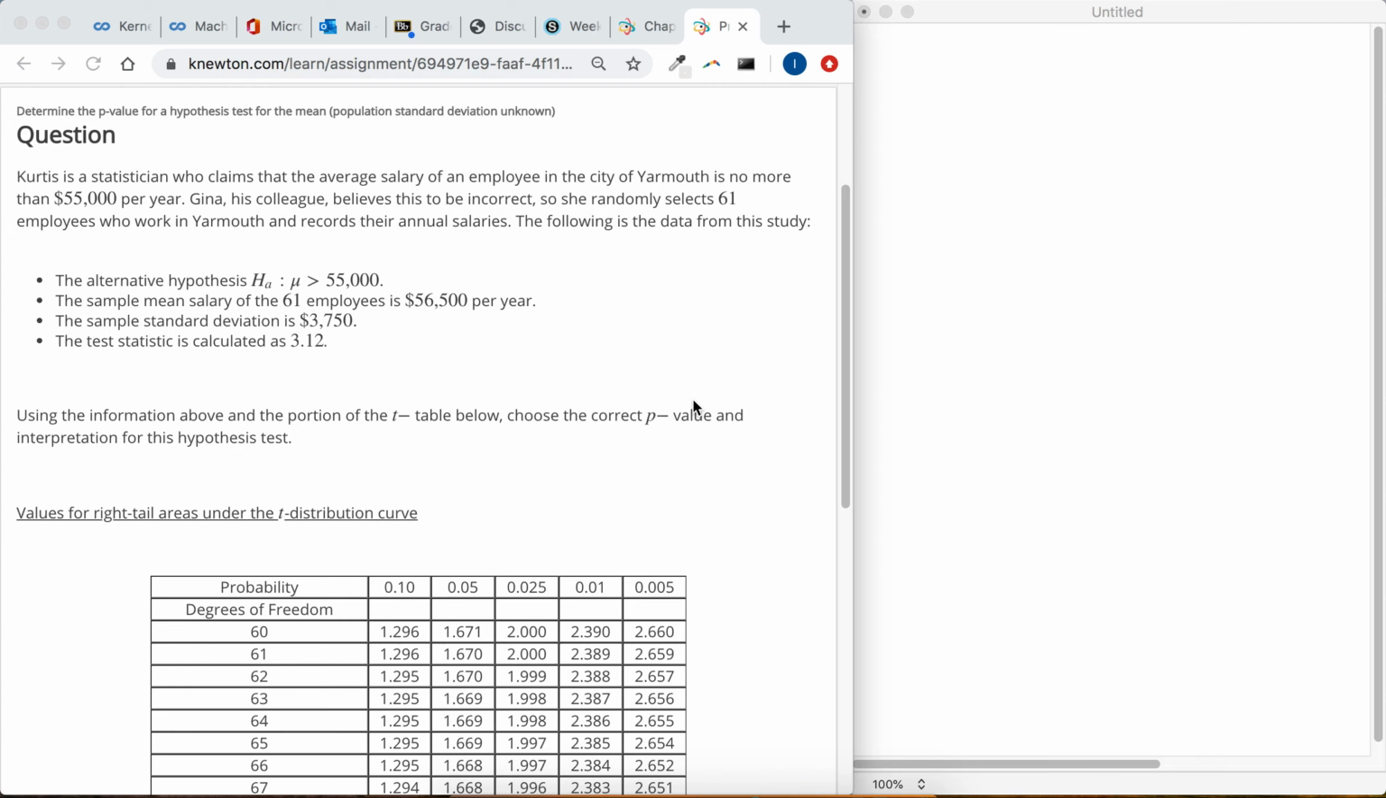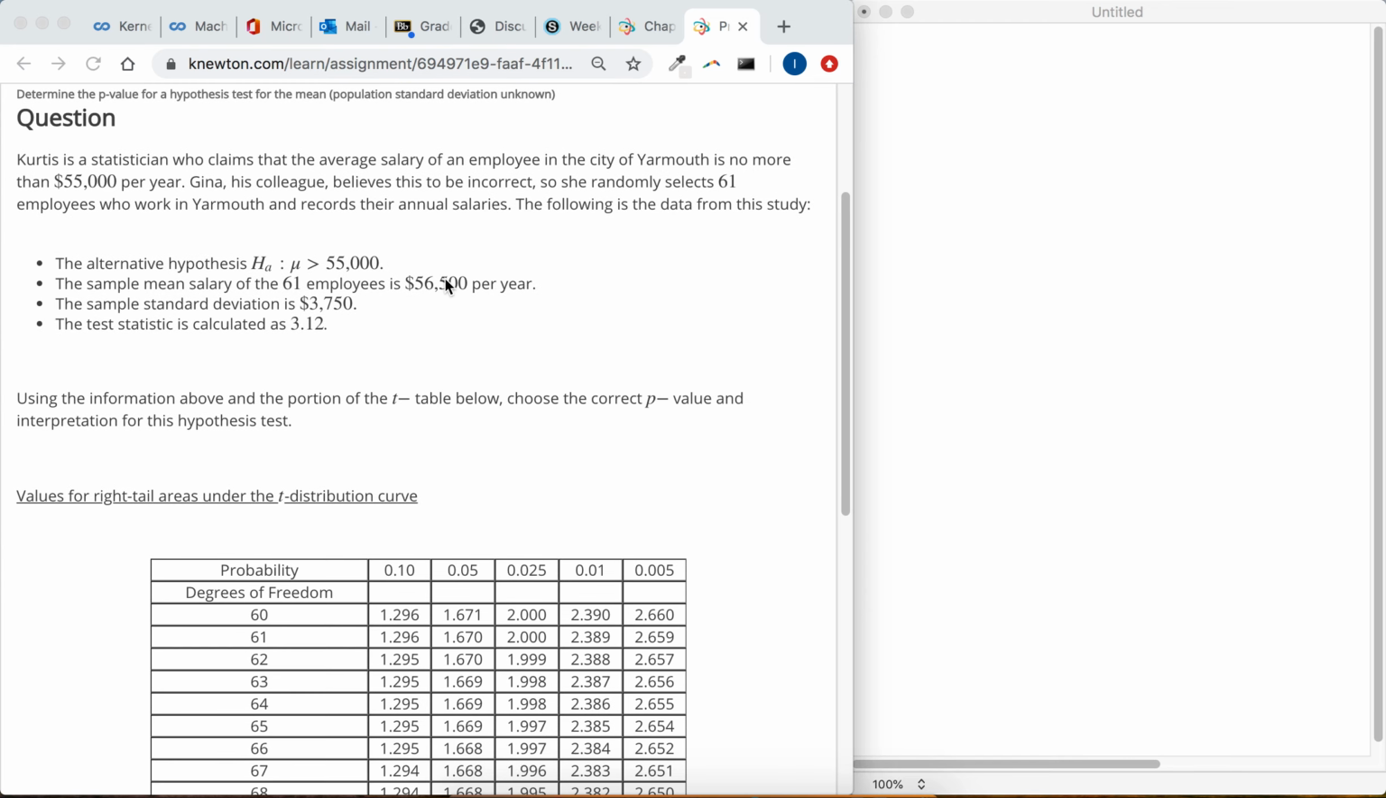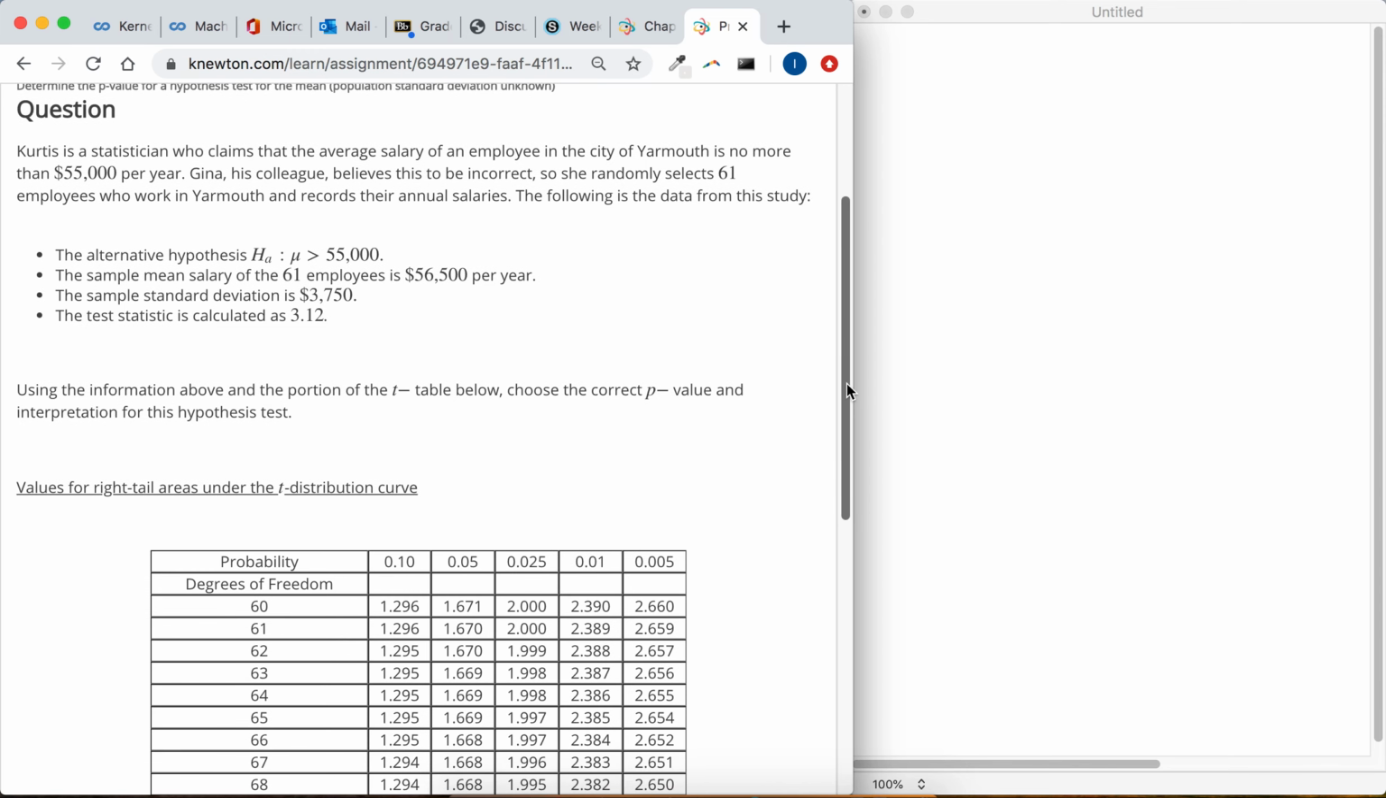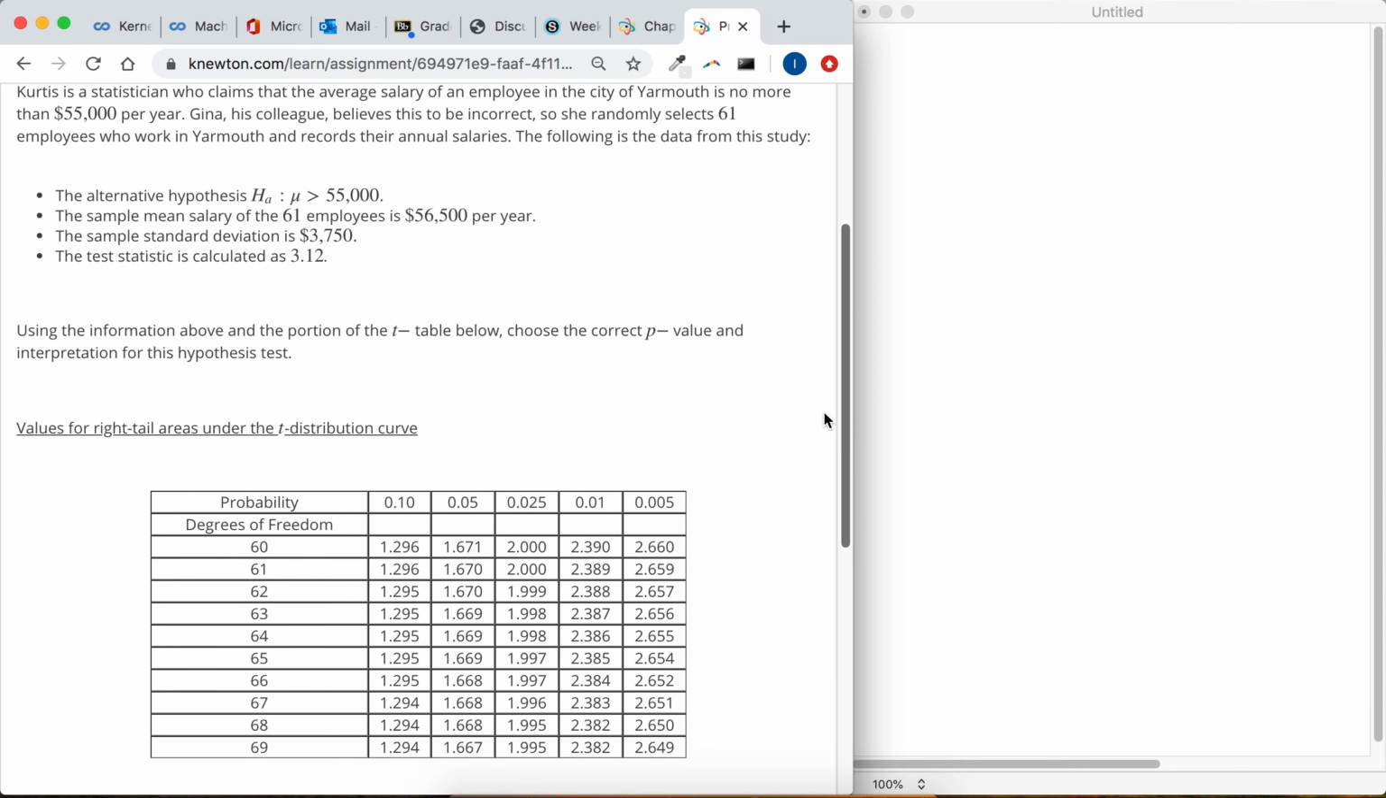A statistician claims that the average salary of an employee in the city is no more than $55,000. Gina, her colleague, believes this to be incorrect. So Curtis thinks that the salaries are $55,000 or less. Gina thinks it's more than $55,000. So they already stated the alternative hypothesis for us. We're supposed to figure out the p-value.